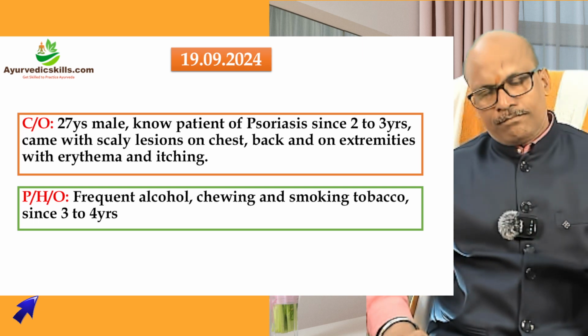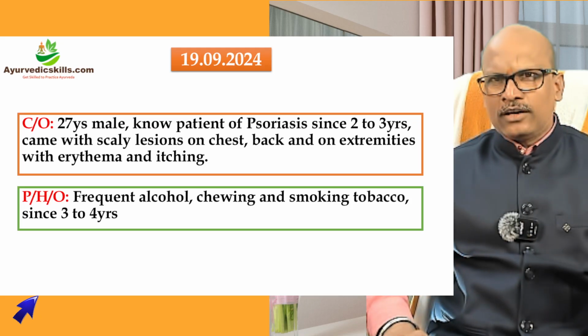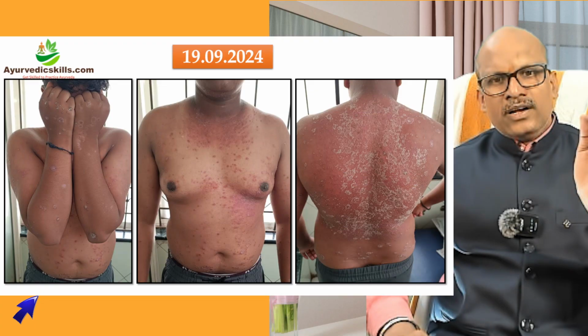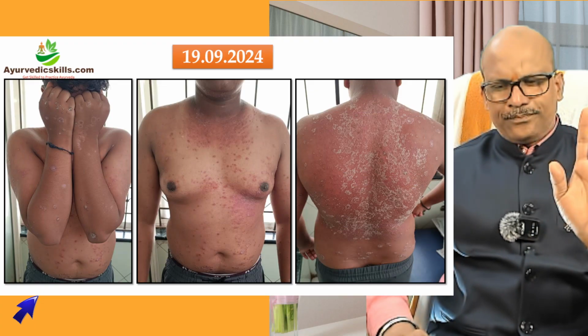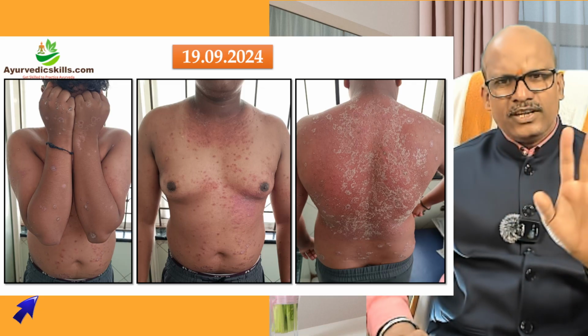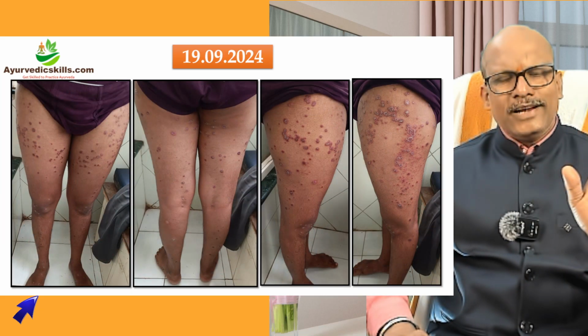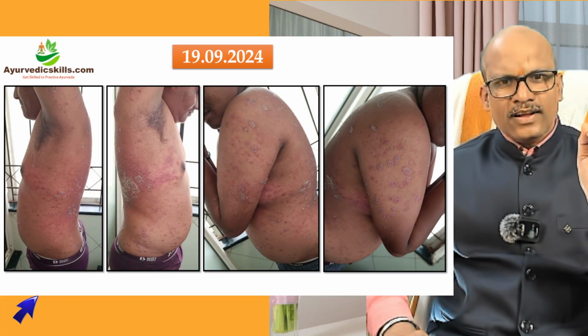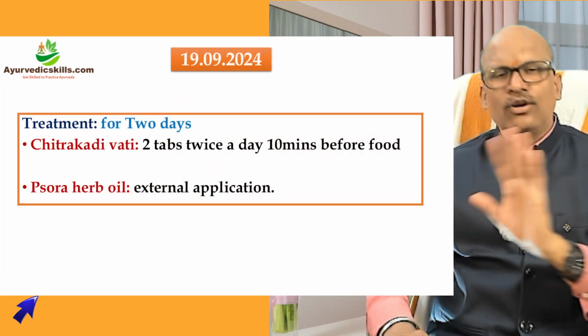His personal history was frequent alcohol, chewing tobacco, and smoking tobacco for 3 to 4 years. This is the history. This is the presentation on 19/9, when the patient came. You can see it is not that severe. The whole body was affected, but not severe.